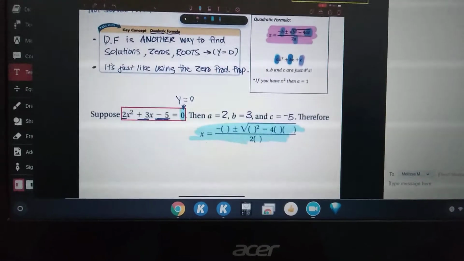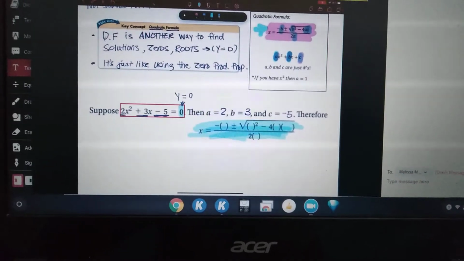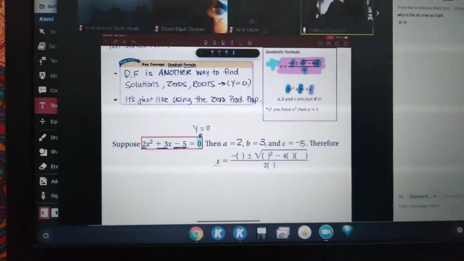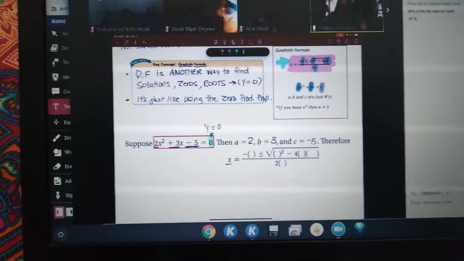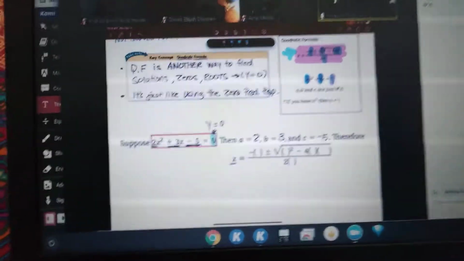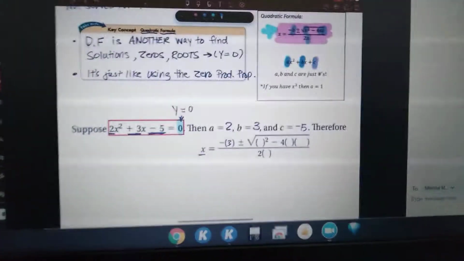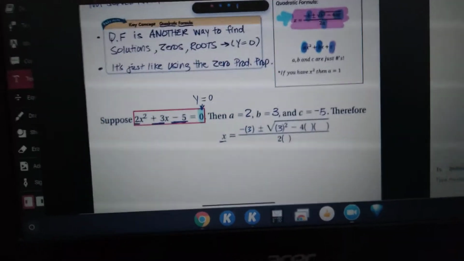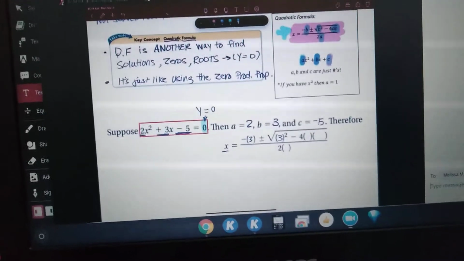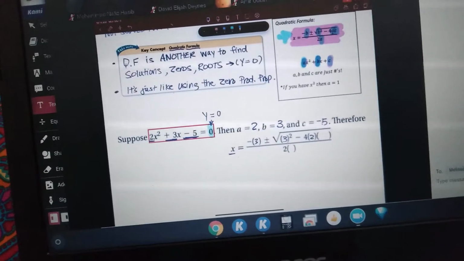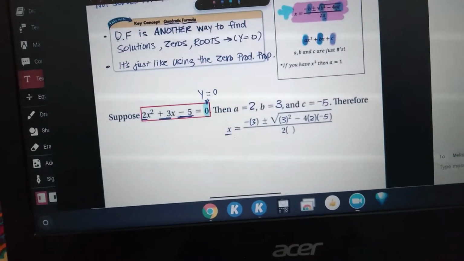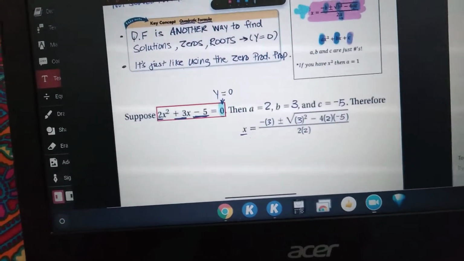So here's the quadratic formula right here with no letters plugged in. So I am going to fill in the letters. Notice it says x equals negative b. My b was 3, I plop in 3. Plus or minus the square root of b squared. My b in this case is 3 again. Minus 4 times my a, my a is 2, and then my c is negative 5. And then divided by 2a, my a is 2. Everyone understand?